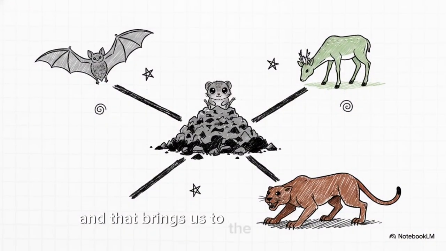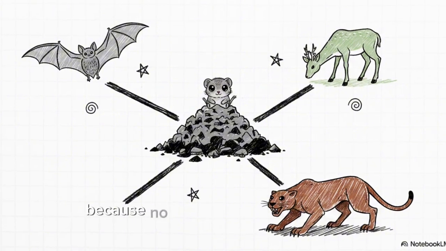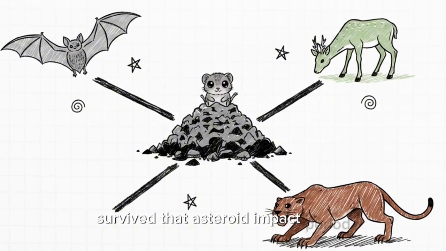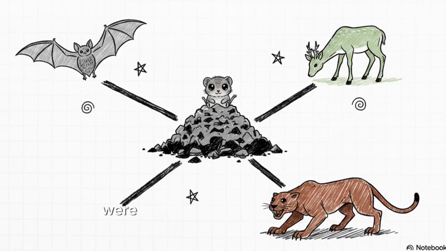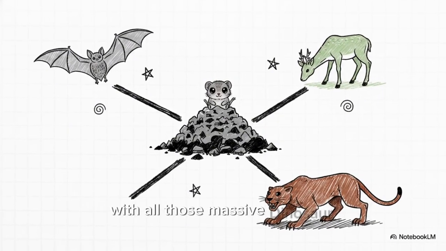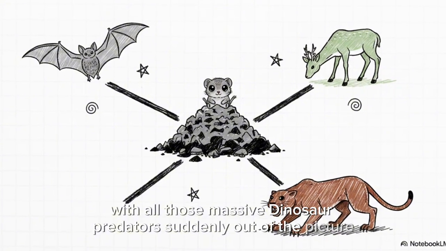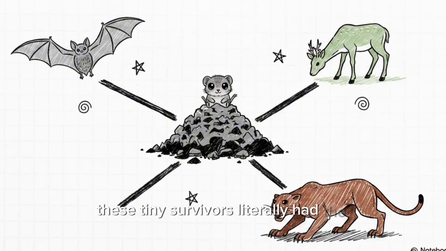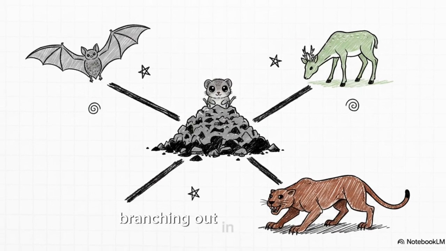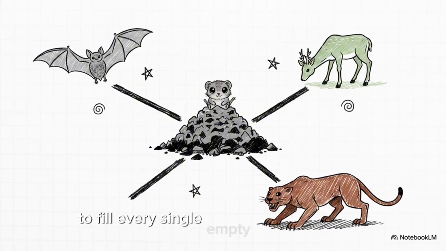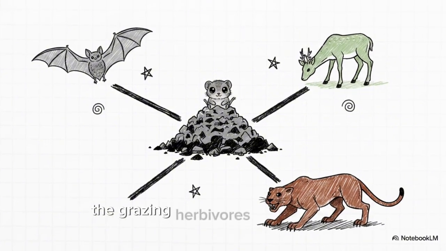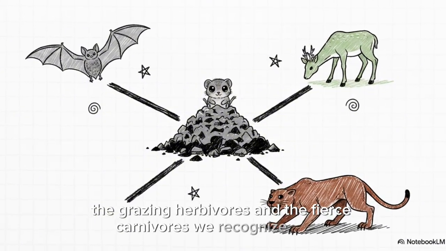And that brings us to the era of mammals, because no land animal larger than 25 kilograms survived that asteroid impact. Period. But hiding down in the ashes were these small, crafty, shrew-like mammals. With all those massive dinosaur predators suddenly out of the picture, these tiny survivors literally had the whole world to themselves. They evolved incredibly fast, branching out in all directions to fill every single empty ecological niche. Before long, they became the bats, the grazing herbivores, and the fierce carnivores we recognize today.